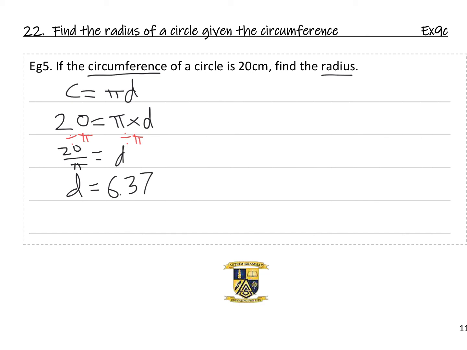Now I've got the accurate number still in my calculator. The radius then is the diameter divided by 2. It's half the diameter. So the radius is going to be 6.37 divided by 2. I don't divide 6.37. I divide the number in my calculator, the accurate one, and it gives me 3.18 to three significant figures. 3.18 centimeters.